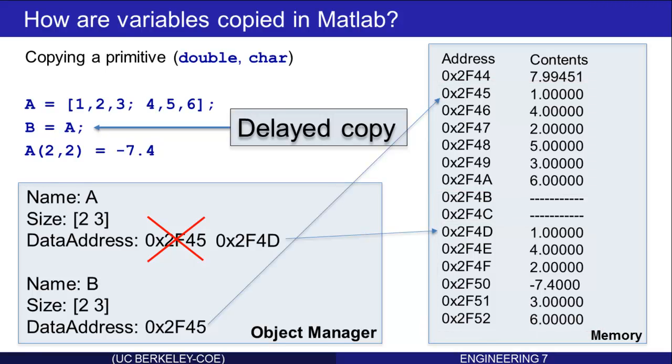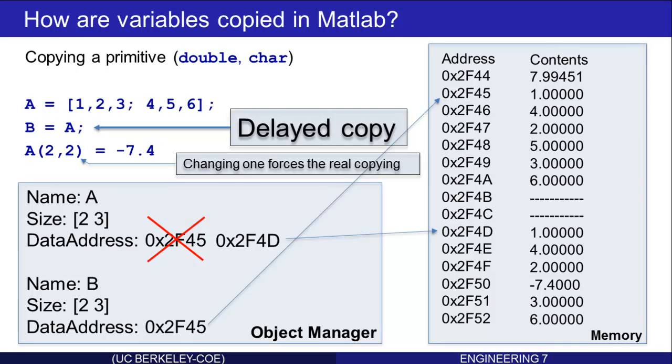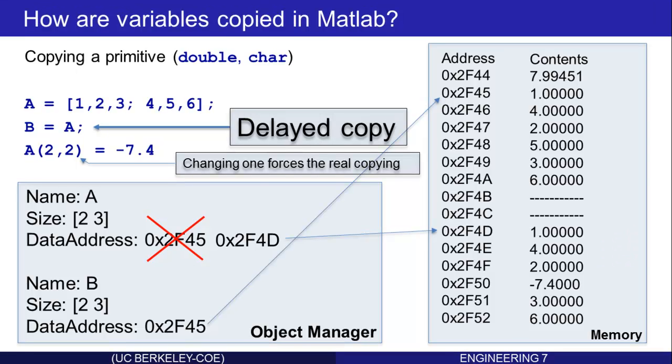This is called delayed copy. When a copy operation is initiated, no actual copy takes place. However, anytime one of the variables is changed, this forces the real copying, and some work had to be done, as we illustrated here, when this data was copied down to this data. So what does this delayed copy mechanism have to do with argument passing in function calls? Well, it turns out that's exactly how argument passing in function calls is performed.